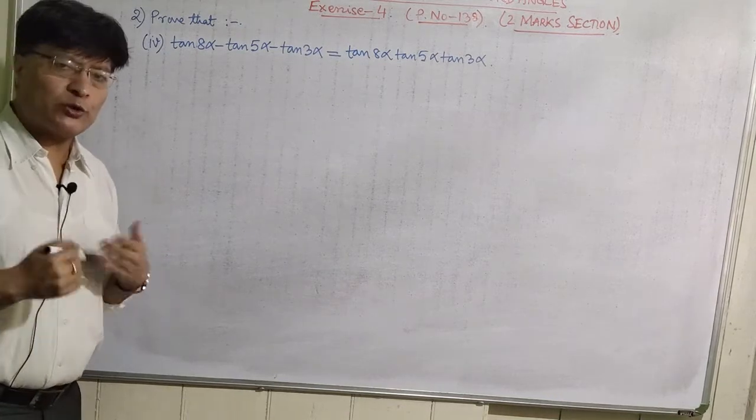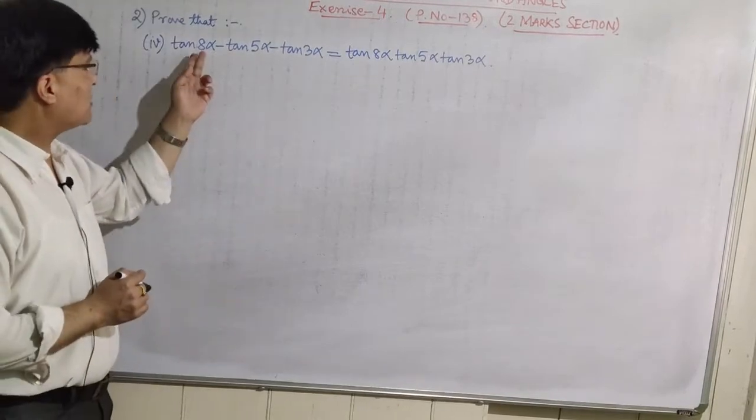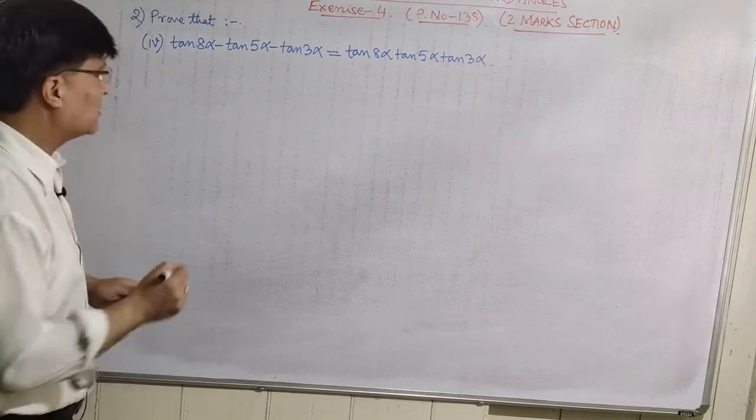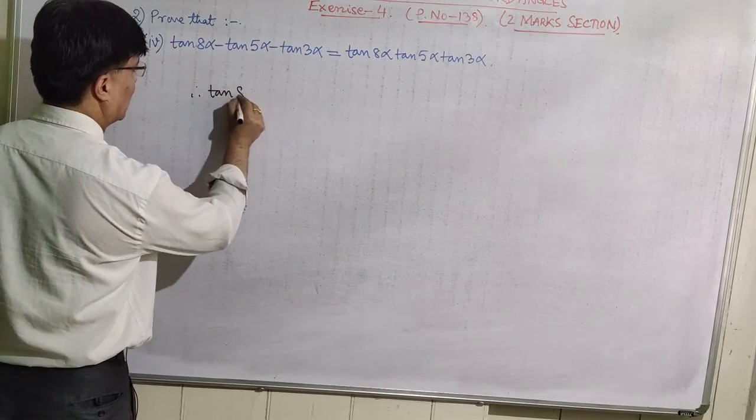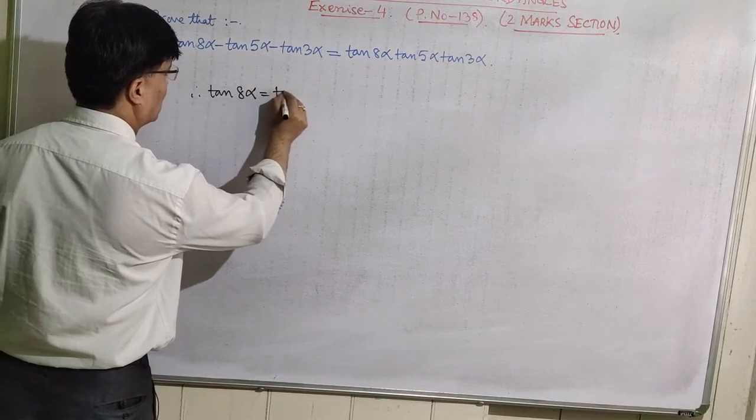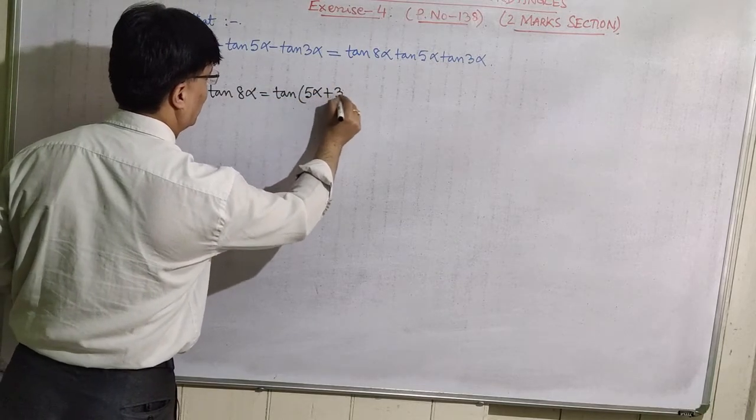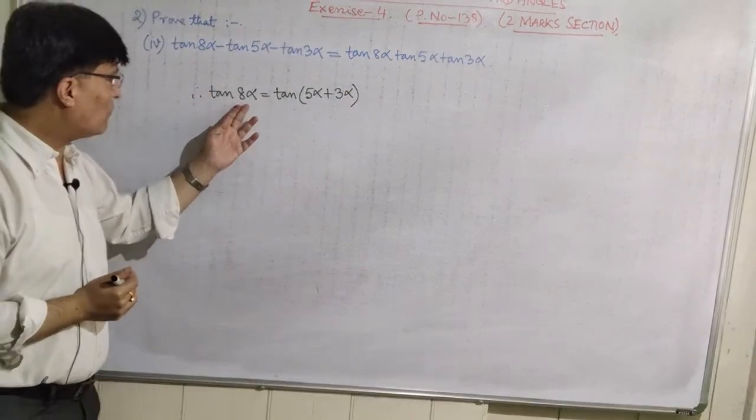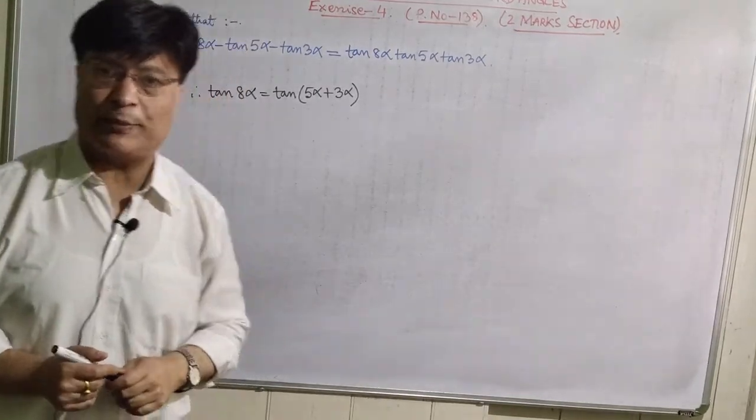So here also we don't prove it from the left hand side, but we know that this 8 alpha can be written as 5 alpha plus 3 alpha, isn't it? So we know that tan 8 alpha is equal to tan of 5 alpha plus 3 alpha, right? That is, this 8 alpha can be written as 5 alpha plus 3 alpha. You know that. That is tan of A plus B. Okay?